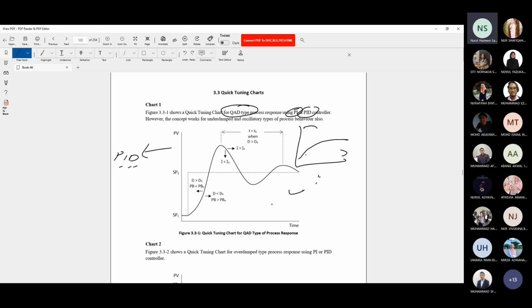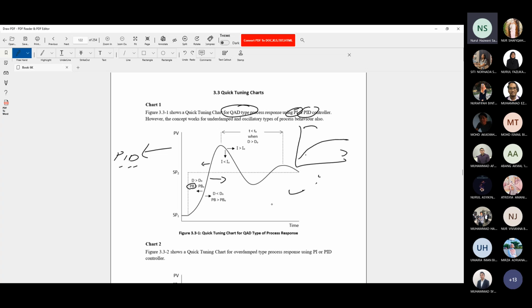if you take a lesser value of PB as compared to PB naught, basically this graph will shift to the left. It will move to the left. Okay, when you use a greater value of PB as compared to the original value of PB, this graph will shift to the right. That one is called tuning. You change the value, it will change.